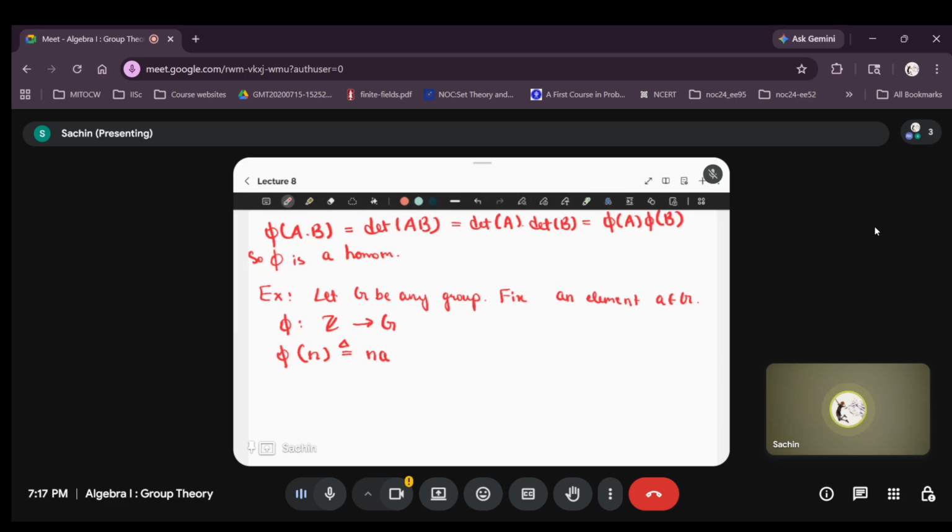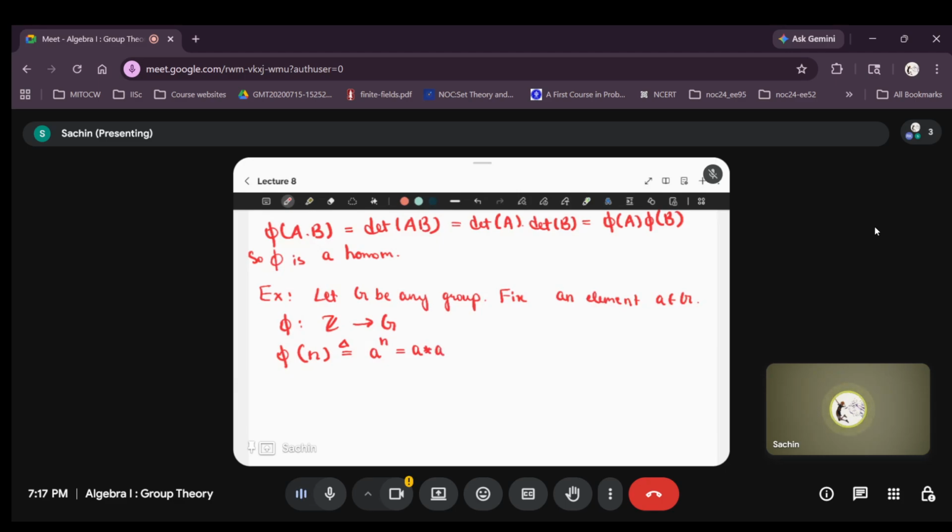It is addition in integers, because in integers multiplication would not give a group. So most of the time when I say integers, it is the addition operation only. Group G can be any group. You can take multiplication as the operation. Or okay, instead of nA, I'll write A power n.